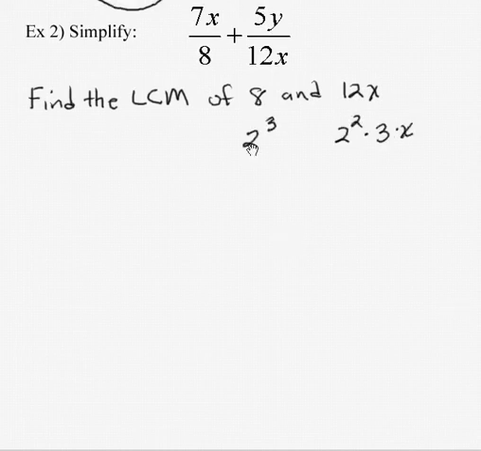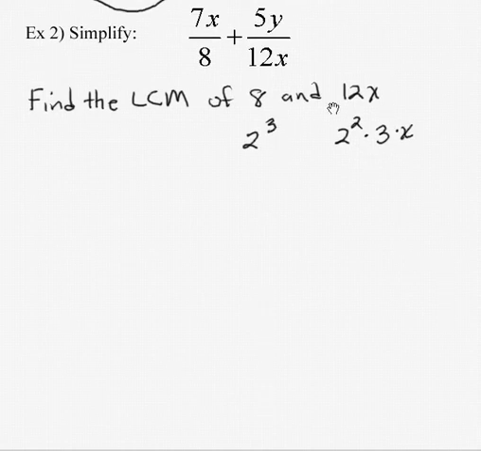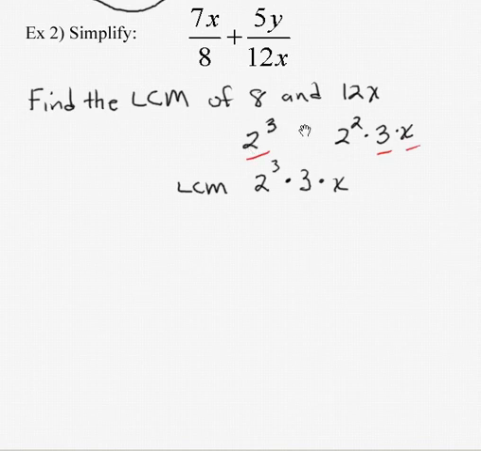All right, 8 is 2 to the 3rd power when we do a factor tree. 12 is 4, which is 2 squared, times 3 times x. To find the least common denominator, given a choice between 2 to the 3rd or 2 squared, we take the larger exponent, 2 to the 3rd. 3 shows up, we take it. x shows up, we take it, since those are the largest exponents that 3 and x show up with. And our least common multiple, or least common denominator, is 2 cubed times 3 times x.